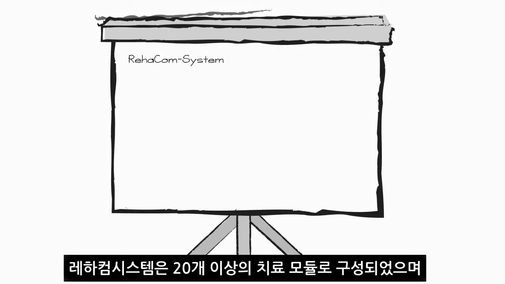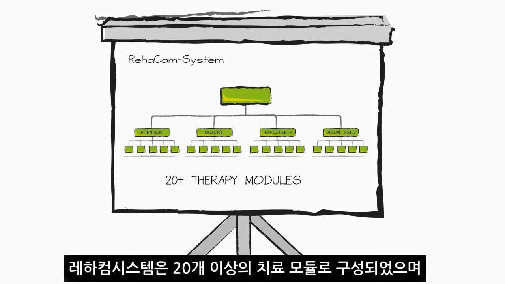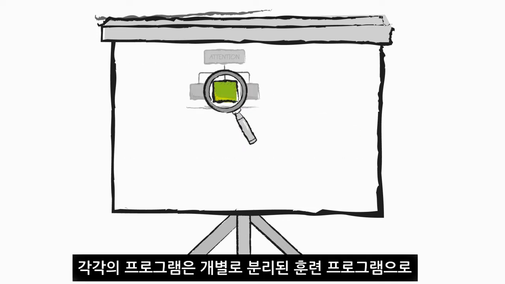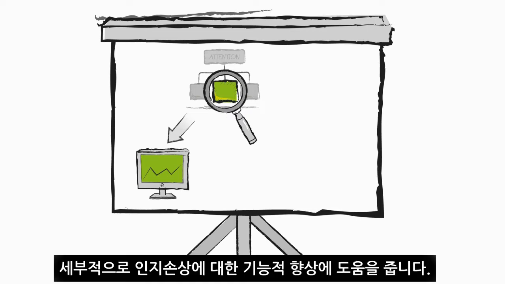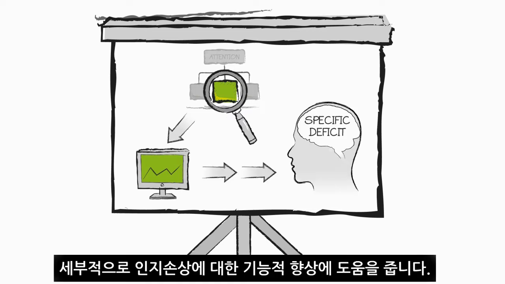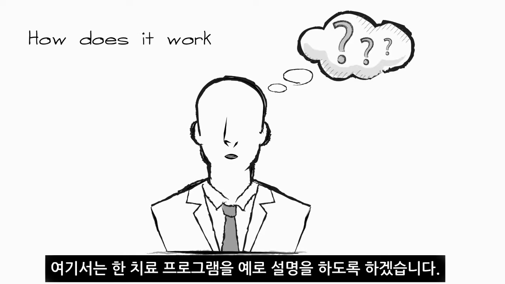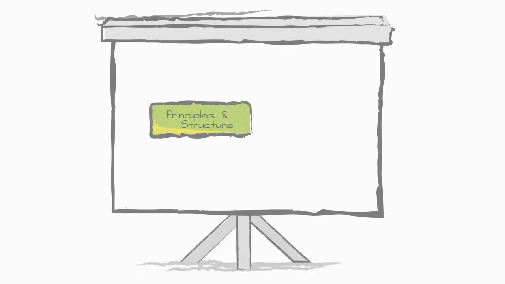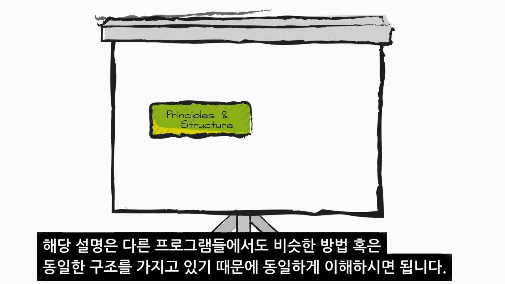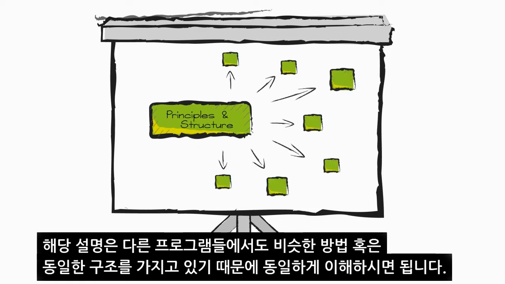The RehaCom system consists of more than 20 therapy modules. Each module can be seen as a separate, large training program which helps to improve a specific cognitive deficit. We will explain, as an example, how one therapy module works. This knowledge can be translated to all other modules because they follow the same principles and structure.